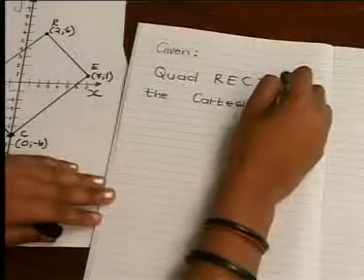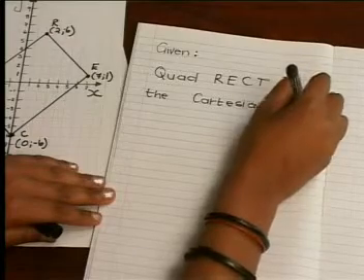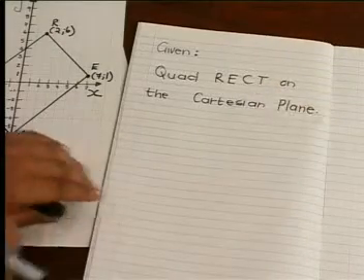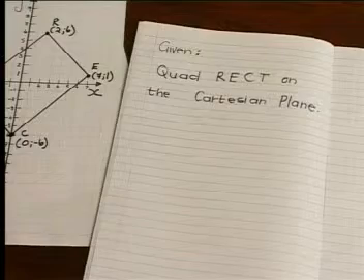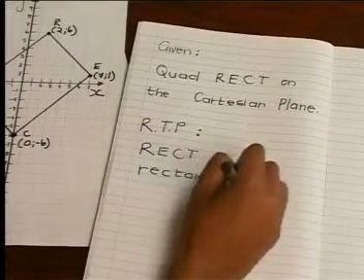Right, let's write down what we've been given. We've got a quad, RECT, on the Cartesian plane. Now let's look for our end point. We have to prove that RECT is a rectangle.